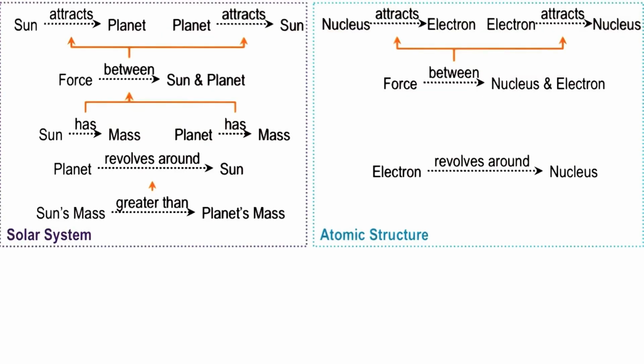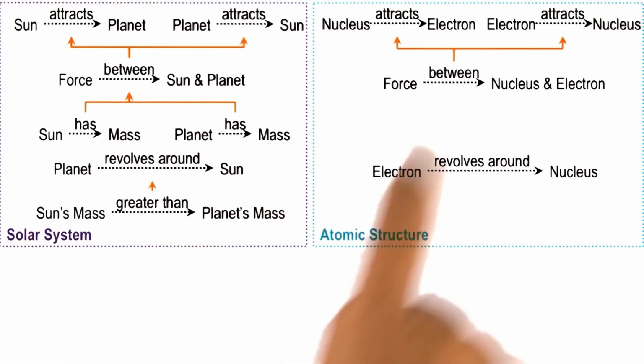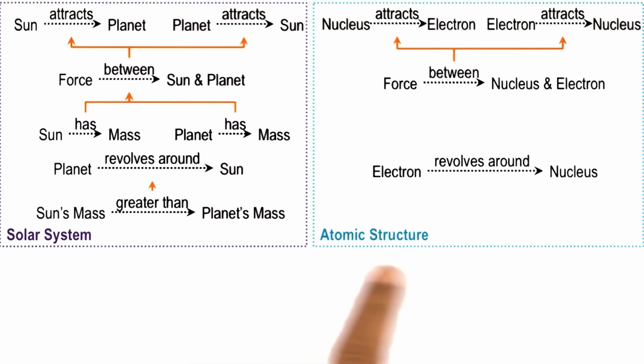Many science textbooks in middle school or high school explain the atomic structure in terms of the solar system. Here's a representation for the solar system. Here is a representation for the atomic structure. Let us see how this model of the solar system helps us make sense of the atomic structure. We'll use this example often going forward.